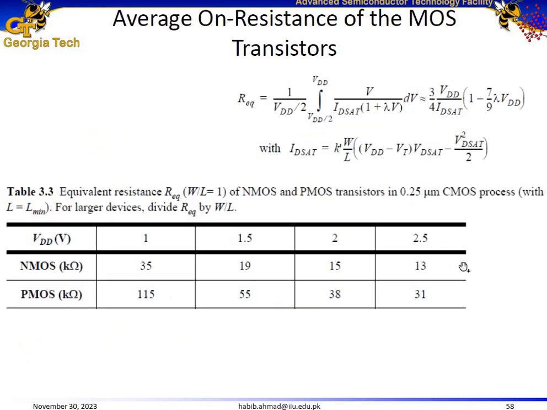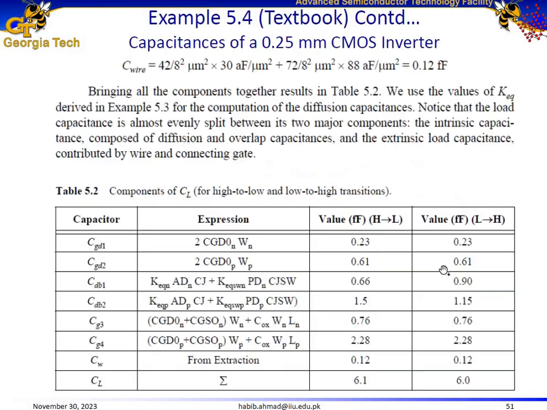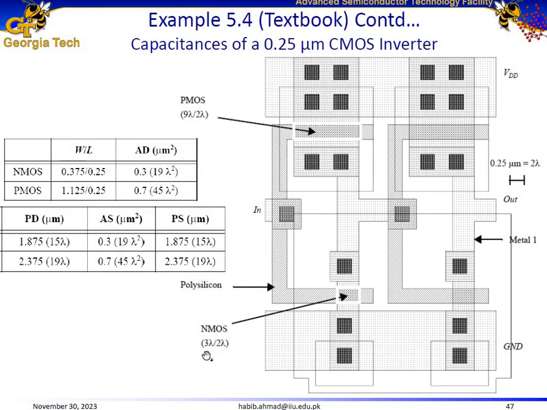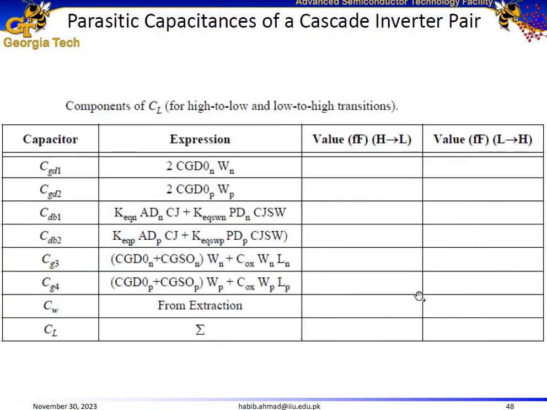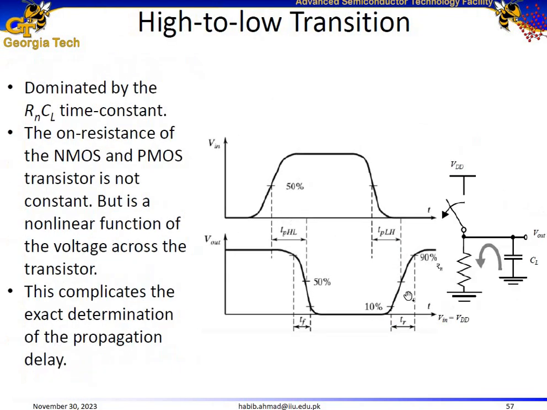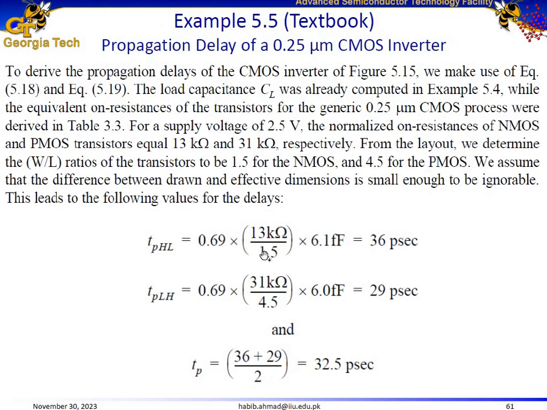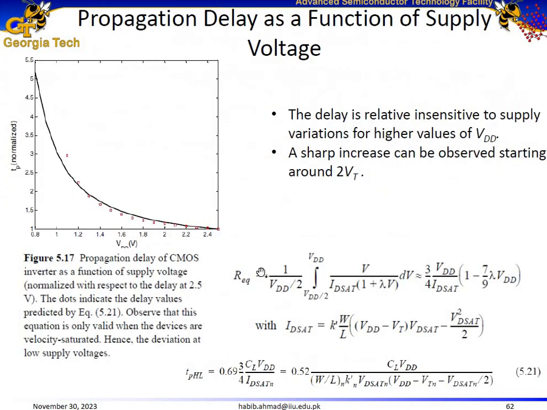But our width to length ratio from this figure over here is 3 divided by 2, 1.5 for the NMOS and 4.5 for the PMOS. So we need to use the right ratios as well. So for the NMOS, divide this value by 1.5, and for the PMOS, divide this value by 4.5. And we get the propagation delay from high to low transition and also for low to high transition, and take the average for the overall propagation delay.